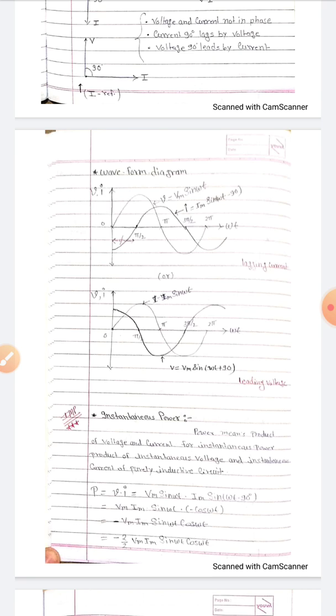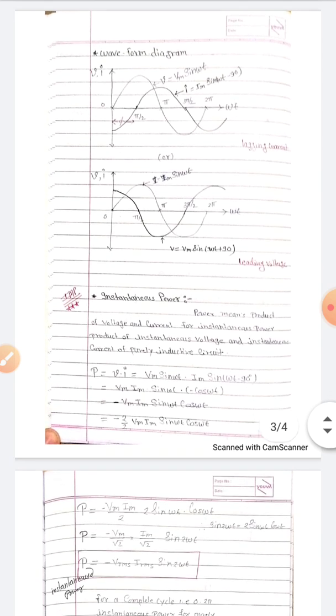So in waveform number 1, the current is lagging. In waveform number 2, the voltage is leading. Both waveform diagrams are right, but the most preferable diagram is the first waveform diagram. Now we want to find the instantaneous power. We already know about the instantaneous power.